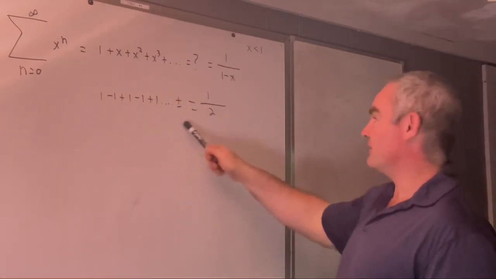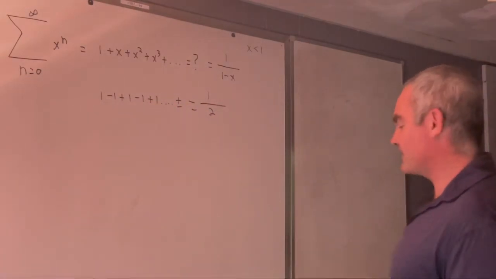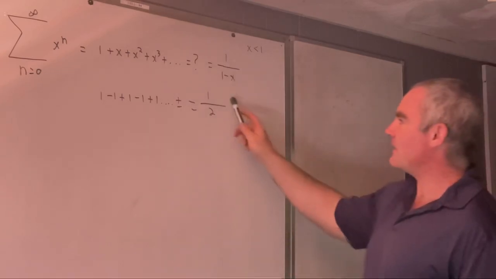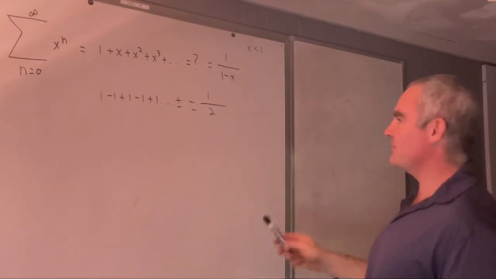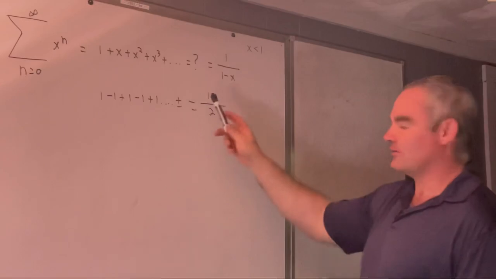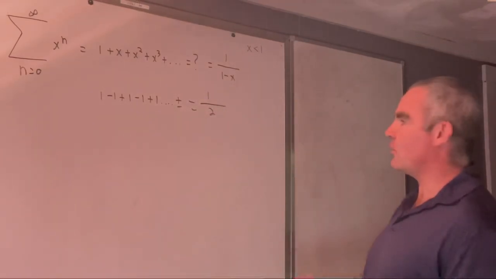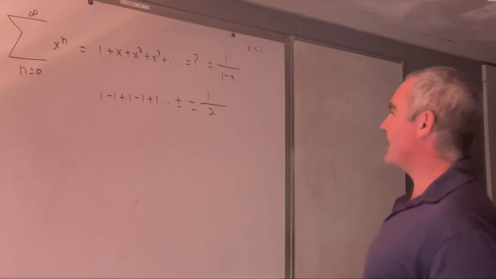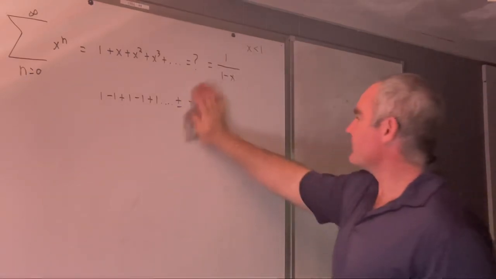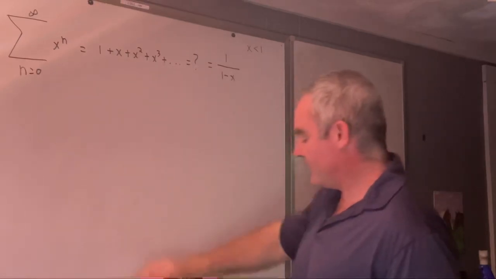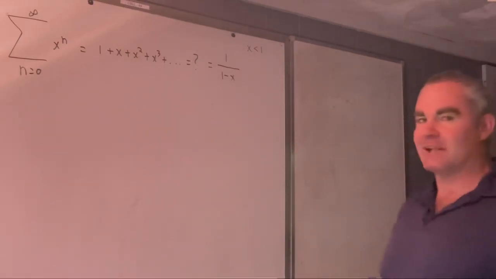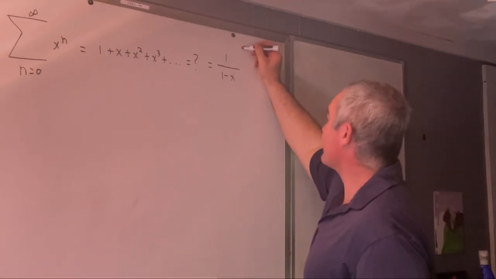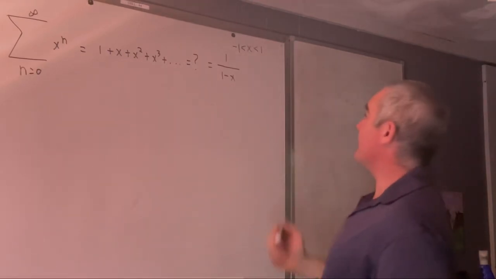This is non-convergent. I know there's lots of tricks on the internet doing all sorts of weird things with this, but it's not true though. This is not equal to 1/2. It doesn't have a value. It doesn't ever settle on a value. You can't say that it's 1/2. So negative 1 is no good. And for the same reason, any number less than negative 1 would be no good also. So x is greater than negative 1.